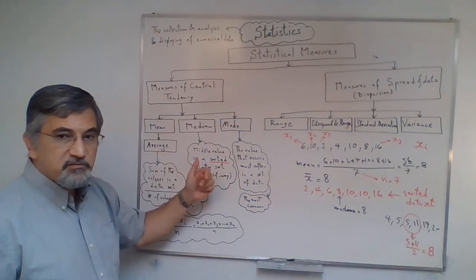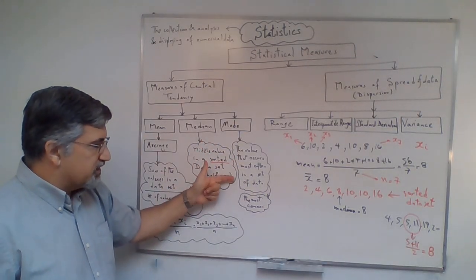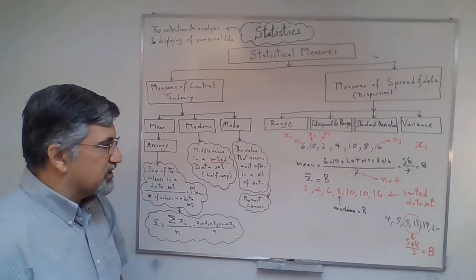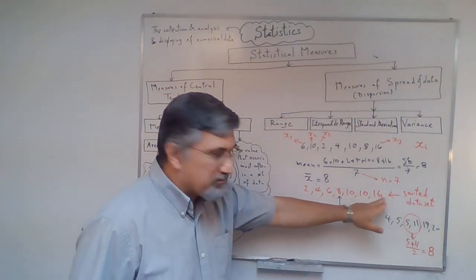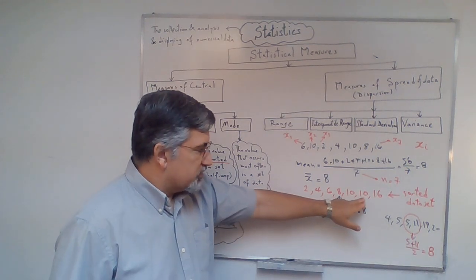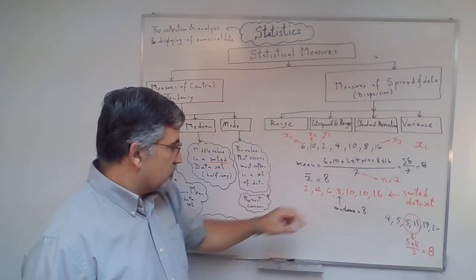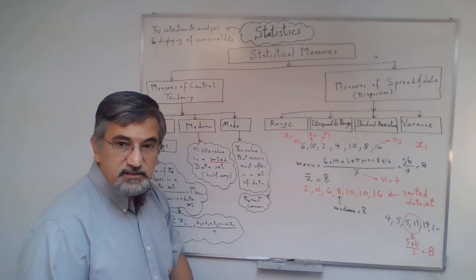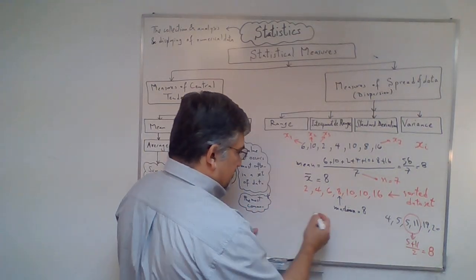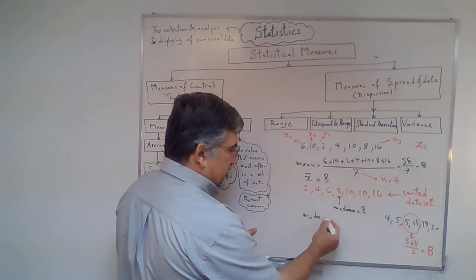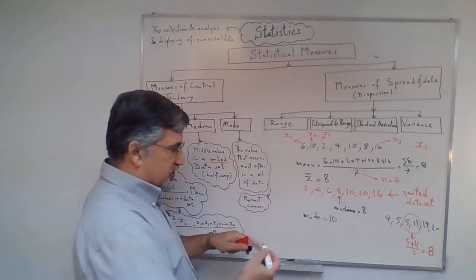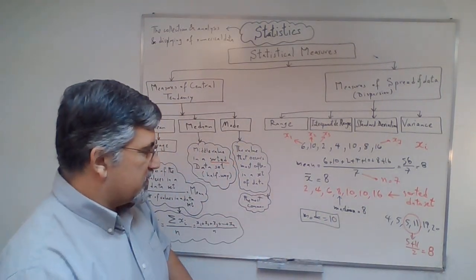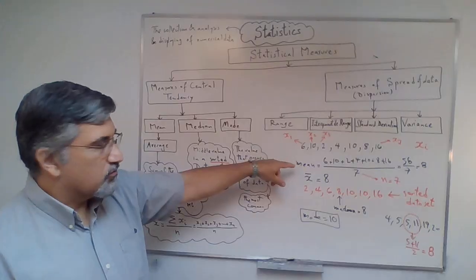Mode, you may remember from before, is the value that occurs most often in a set of data. It's the most common data value, basically. If you look at all these numbers we had before, there was only one number, 10, which was repeated twice. So that means it's the most common data value in our data set. So the mode, which is the most occurring data value, is equal to 10 in this example. Okay, the mode is 10, the median was 8, and the mean also was 8.